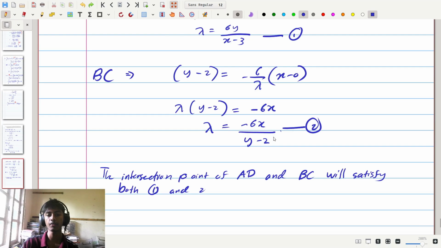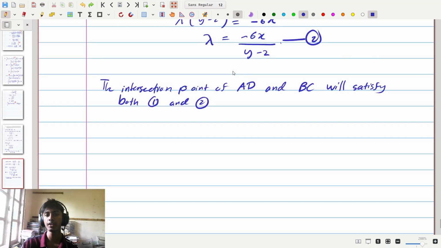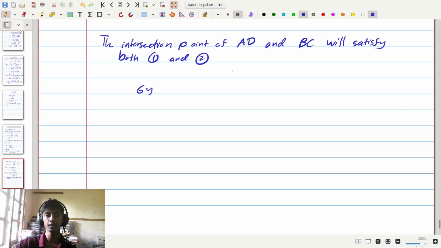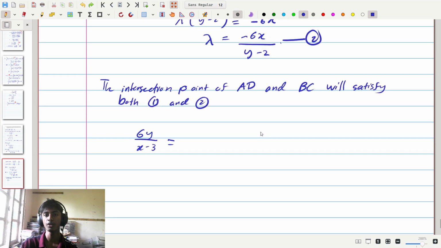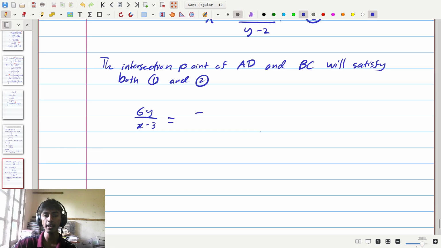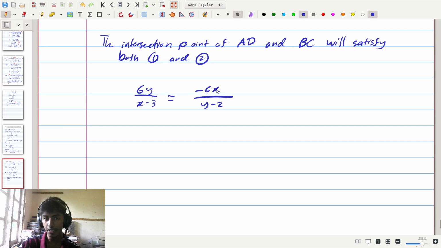Now according to that, we can also say, if we substitute in these two on both sides, 6y divided by x minus 3 will be equal to the other value of minus 6x divided by y minus 2. So we can write equals minus 6x divided by y minus 2.